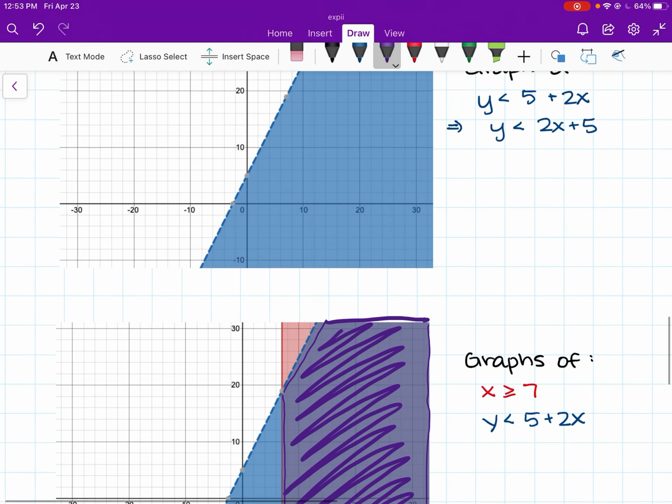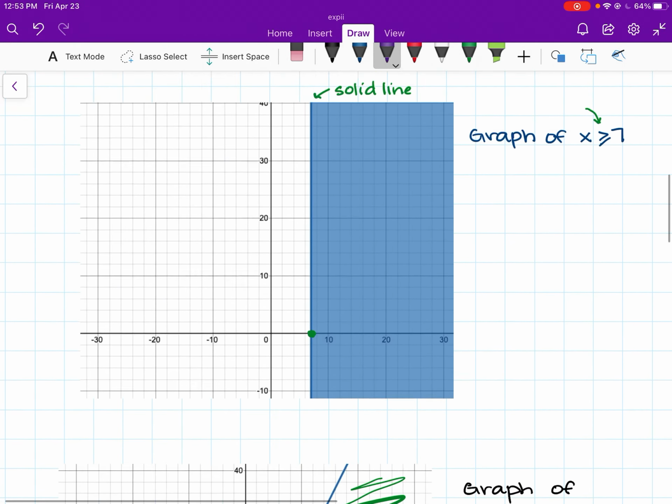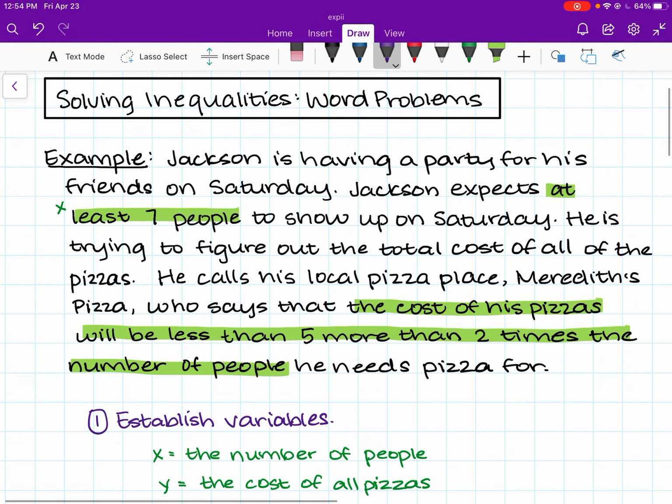So these are the steps that you can use to solve a system of inequalities using word problems.